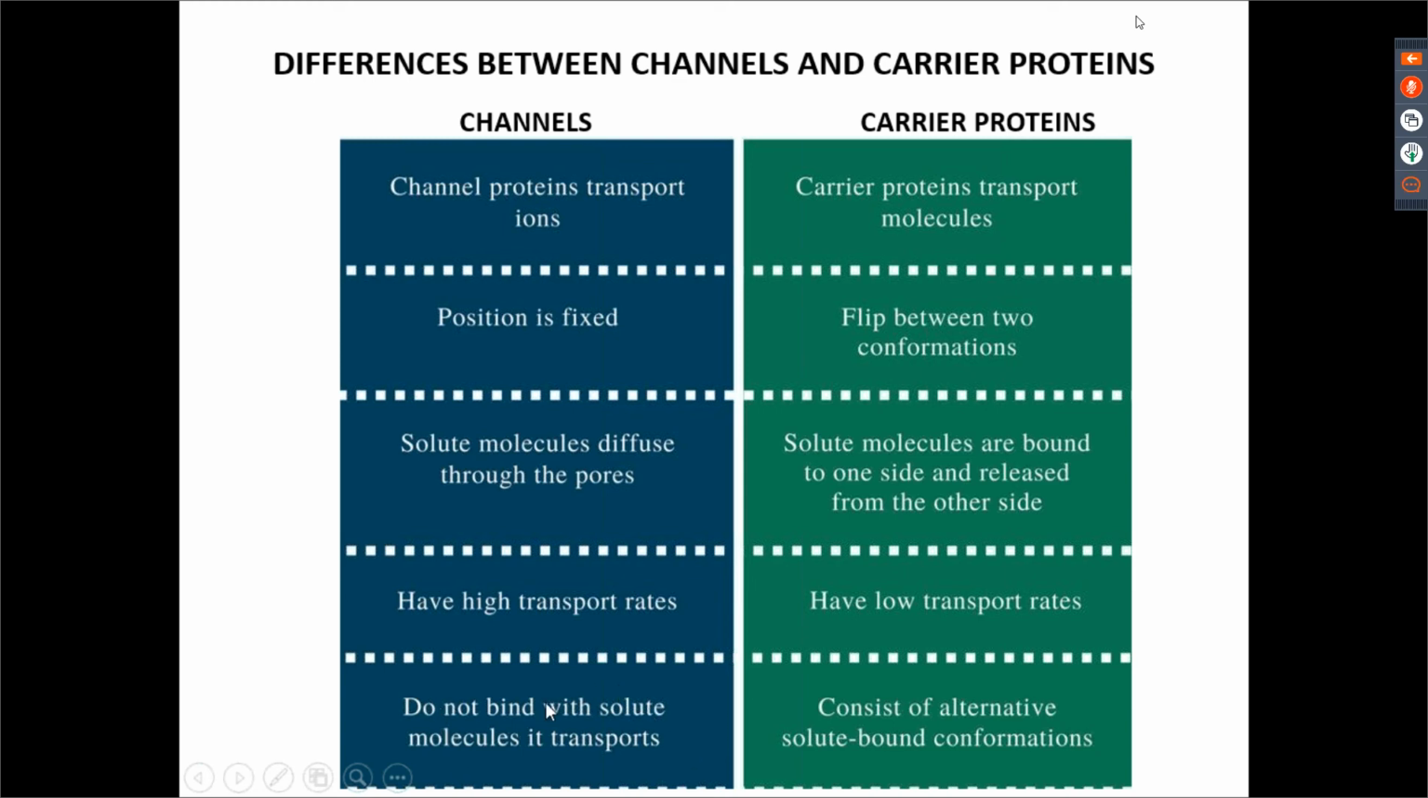Channels are not going to bind to any solute. They are just forming a pore, and the solute molecules will pass through the pore. On the other hand, carrier proteins first bind to the solute molecule, then they change their conformation, then they release it. Then they again bind to the molecule, change the conformation, release it. So these are the main differences between channels and carrier proteins.